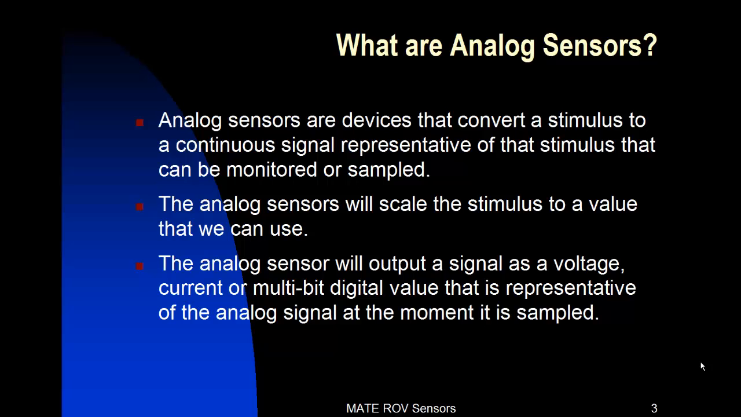An analog sensor may output a signal as a voltage, a current, or a multi-bit digital value that is already converted, and whatever that output is, it will be representative of the analog signal at the very moment it is sampled. Because analog signals are time dependent, the values sampled will change each time they are sampled.